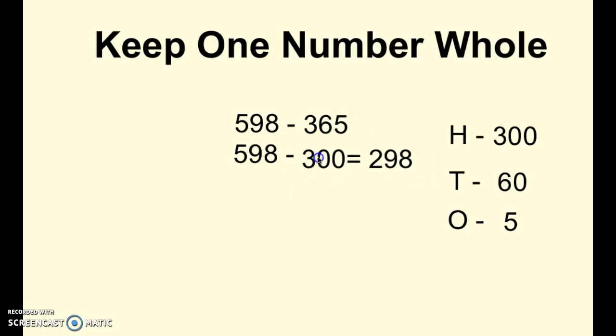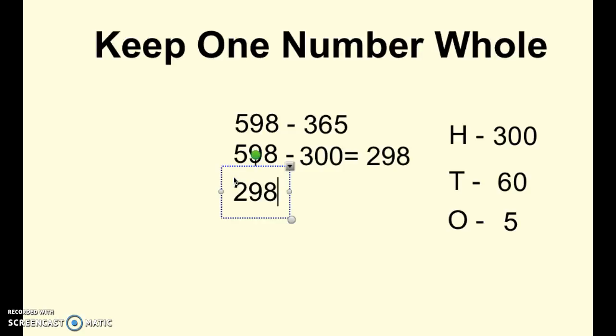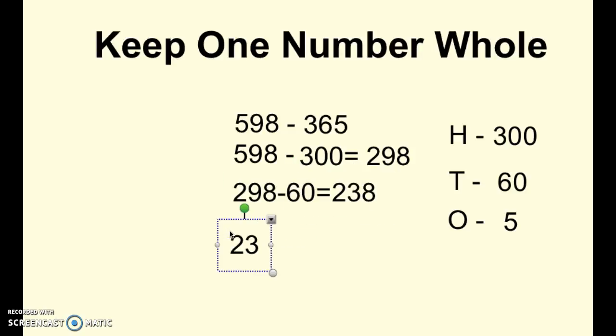From there, I'm going to bring down my answer of 298, and I'm going to move over here. Now I need to subtract the 60. So 298 minus 60 equals, all I'm doing here is subtracting 90 minus 60. 90 minus 60 is 30, so then I know my answer is 238. From there, I bring down my answer of 238.